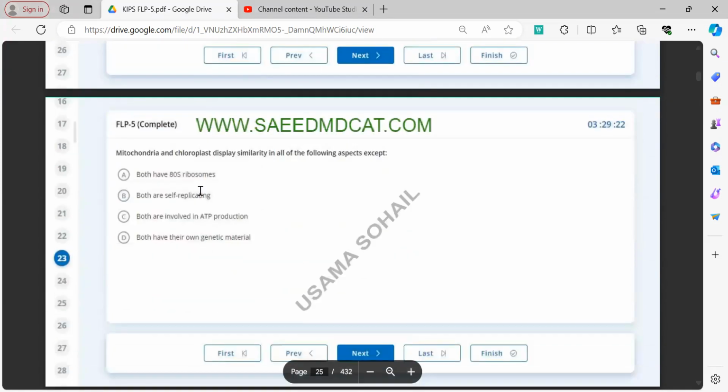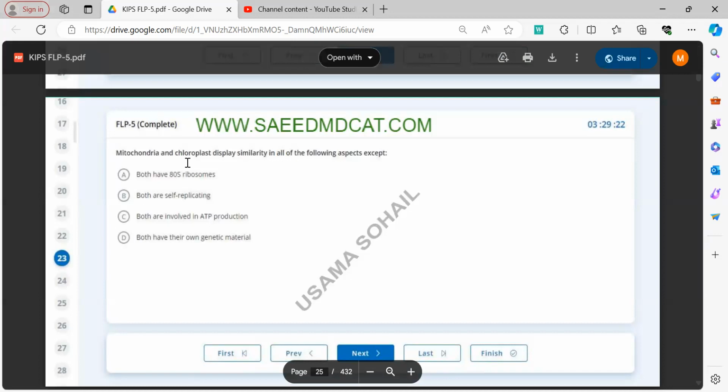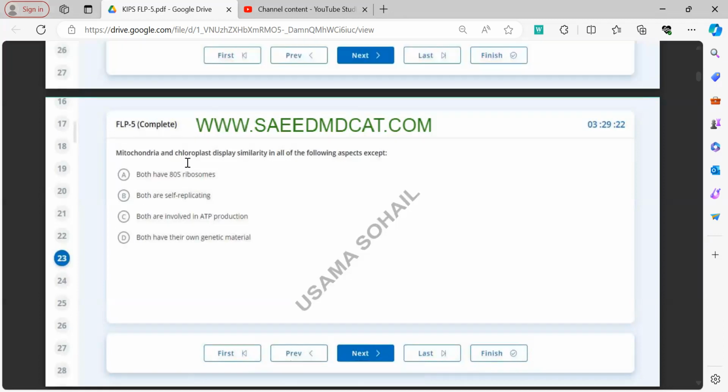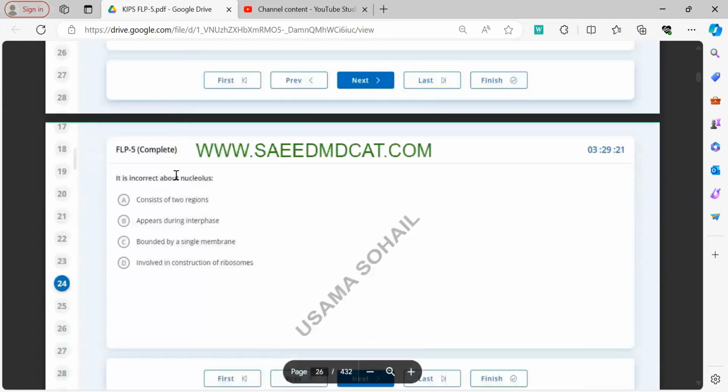Now, in the next question, we know that mitochondria and chloroplast both have their origin from bacterial structures. So, the only incorrect option in each of the following is option number A. They don't have an 80S ribosome, they have the smaller structural unit of a 70S ribosome.